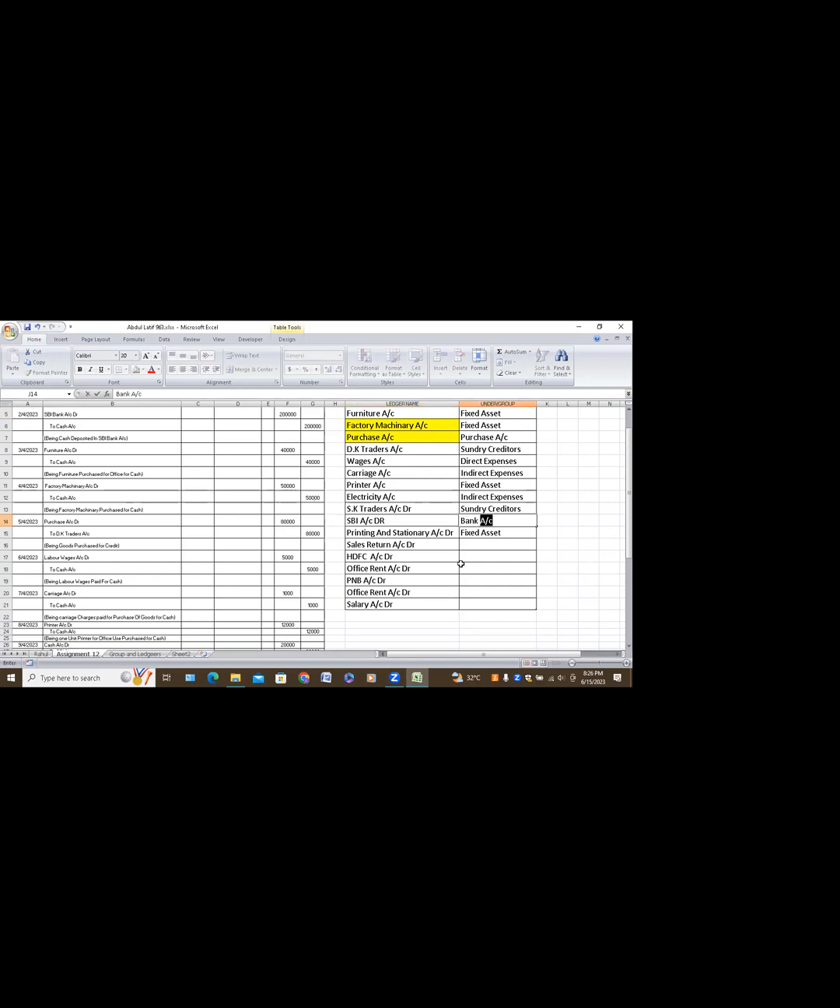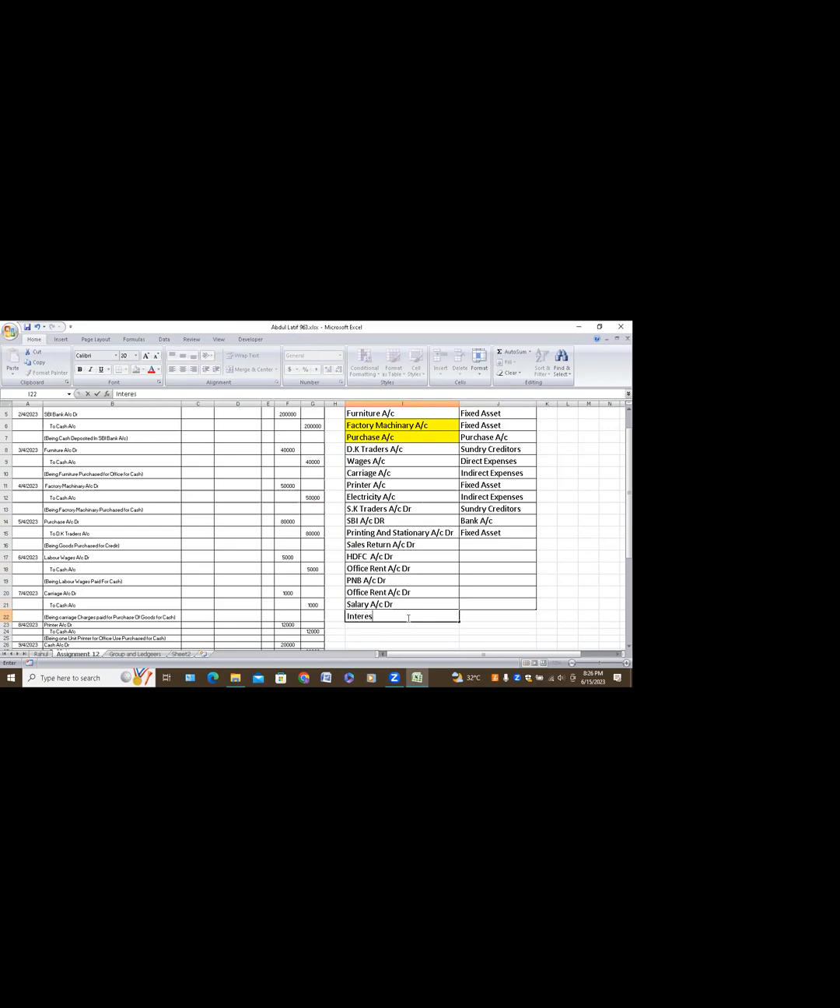Next, after salary, you take interest received. It is an income. Make it under indirect income. Ma'am, should I mention SBI? Why SBI? It is interest received from the SBI check.